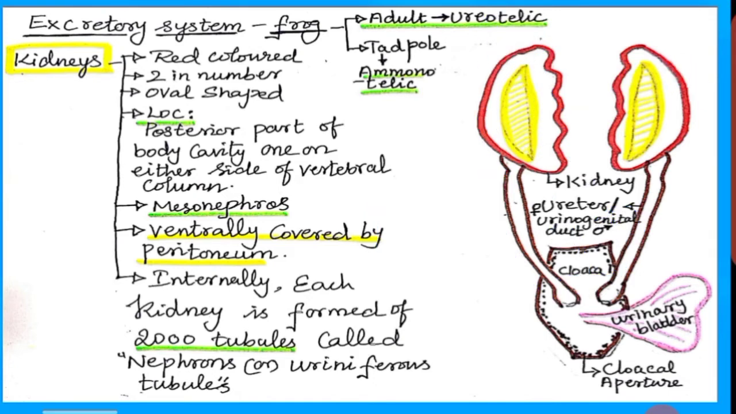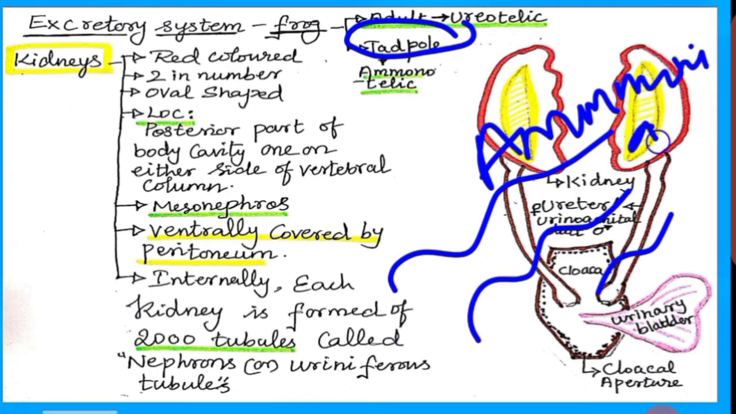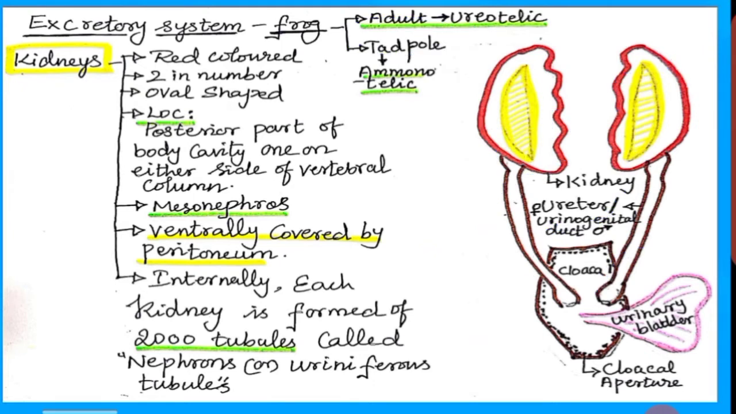In the larval tadpole stage, they spend their life in water, right? They release their waste in the form of ammonia. When they lead their life in the tadpole stage, they release their waste in the form of ammonia, so the tadpole stage is considered to be ammonotelic. Let us discuss the parts of the excretory system.